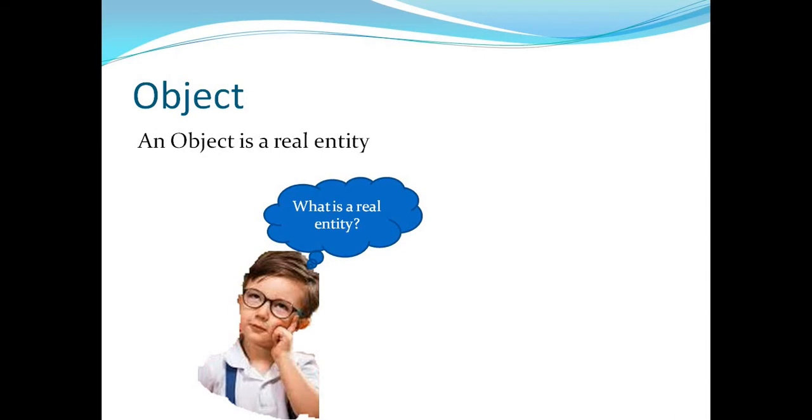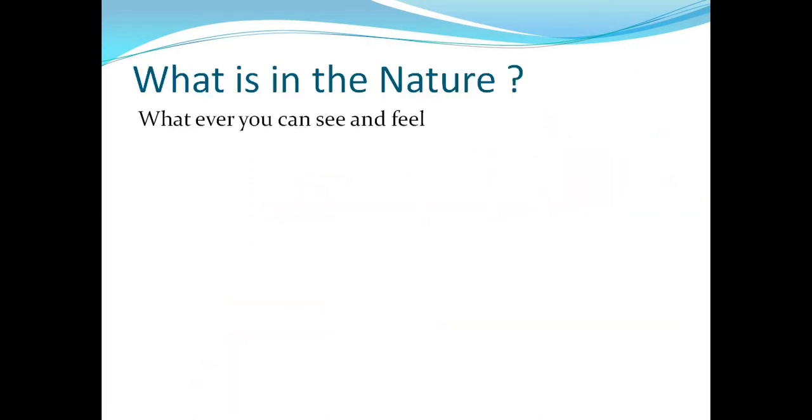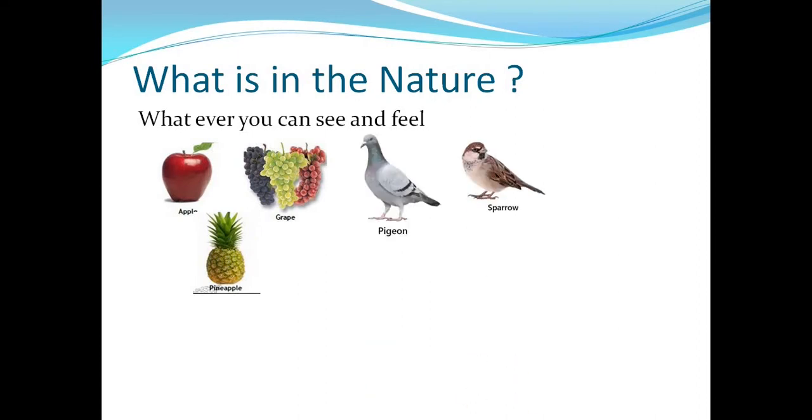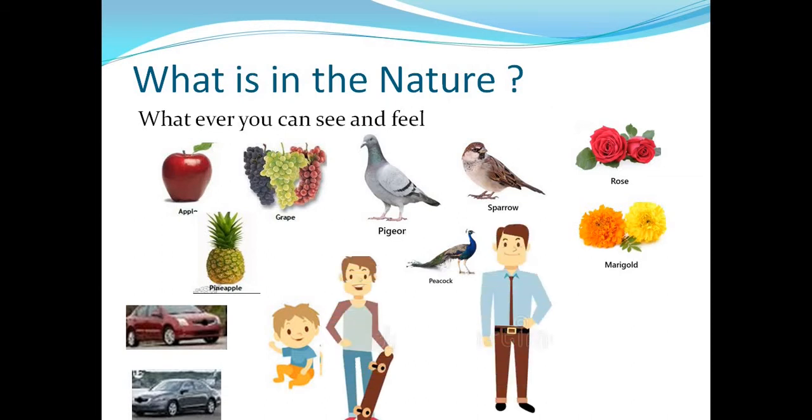So you can think, what is a real entity? The answer may be something which exists in nature, like you, a mango tree, an Indica car, etc. Let's look at this in a closer way. Now the question arises, what is in nature? Whatever you can see and feel comes under nature. Like apple, grapes, pineapple, pigeon, sparrow, peacock, rose, marigold, cars, red car, black car, infant, child, man, old man. Whatever you can see and feel comes under an object.